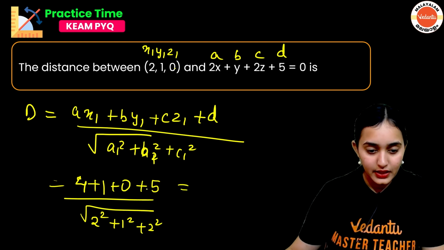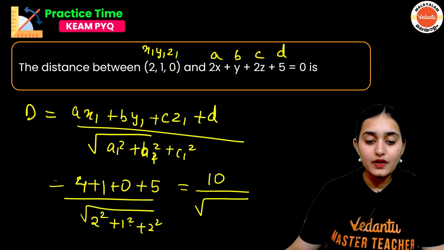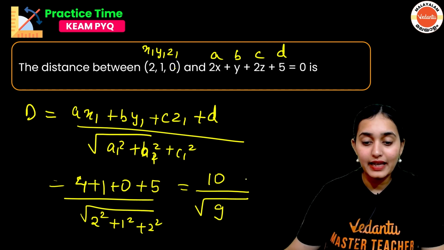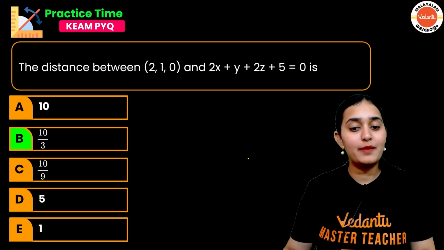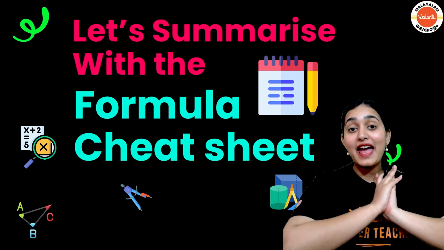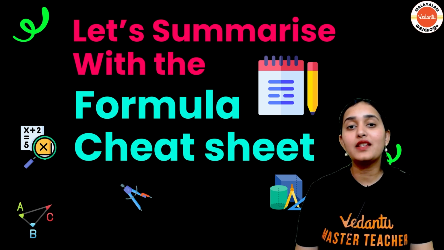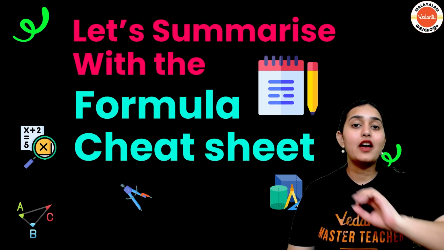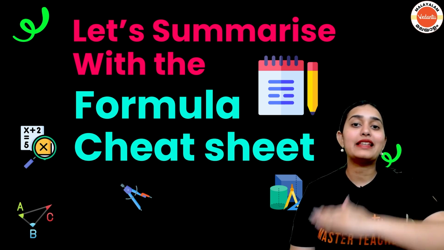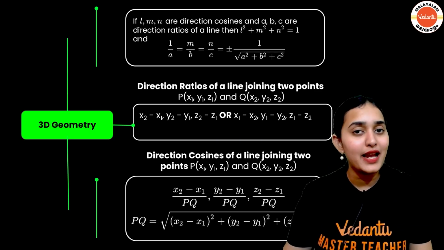Okay. So here you get 4 plus 1, 5, 5 plus 5, 10 upon root over 2 2s are 4, plus 1, 5, plus 4, 9, root over 9. So your answer should be 10 by 3. Right? So the distance between them is 10 by 3. Got it? Simple? Alright, so I have given you each and every type of question that was asked in the previous year question papers of the last 5 years. Now, if you practice this much, your 3D geometry is done. Khalas. Now, I have the complete formula cheat sheet and mind map for you.